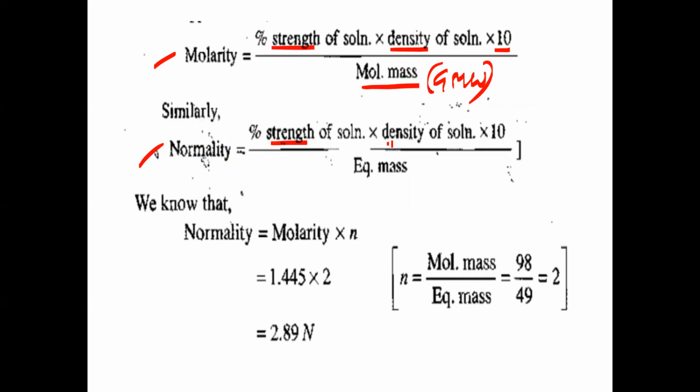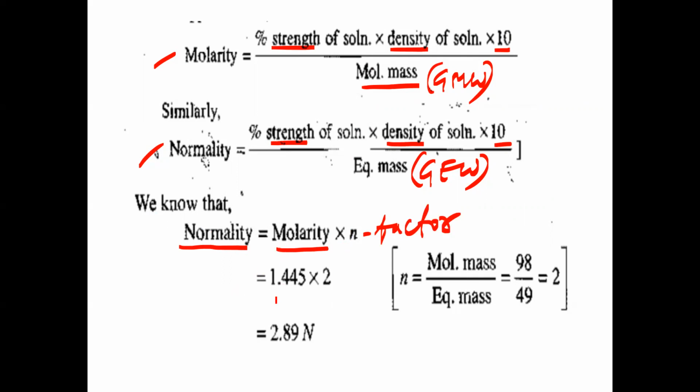Similarly, normality is equal to strength into density into 10 by gram equivalent weight. Not the gram molecular weight here. For molarity we take gram molecular weight; for normality we take gram equivalent weight. Is that clear, ma'am? We can also equate both to get normality: normality is equal to molarity into n factor.